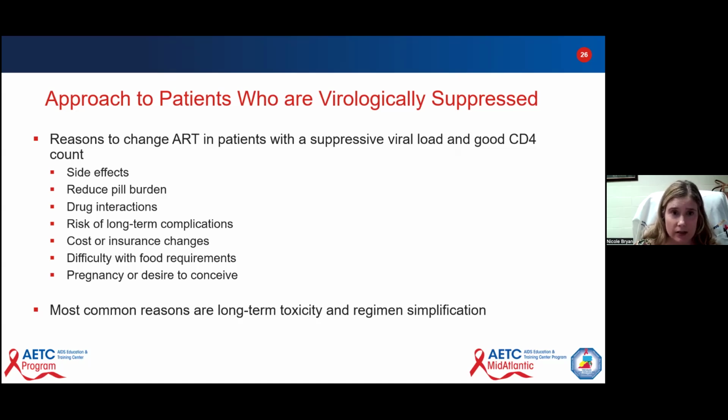Risk of long-term complications. This is something that, as patients with HIV are living much longer, we're taking more and more into consideration. Cost, insurance changes, difficulty with food requirements. Specifically, it's rilpivirine that requires that 500-calorie meal. Pregnancy, or desire to conceive. There are preferred regimens for patients who become pregnant with HIV that are better studied in pregnancy, as far as whether they are effective throughout pregnancy and have minimal toxicity to the infant. But the most common reasons are really going to be long-term toxicity and then to simplify the regimen.